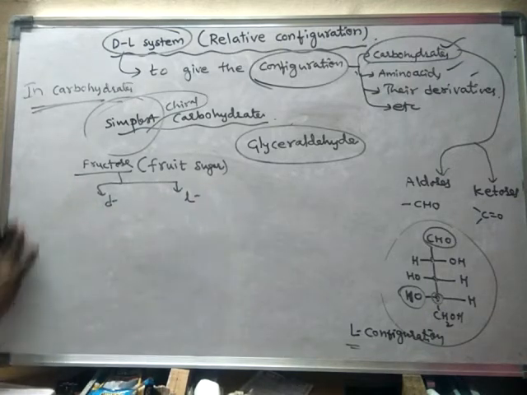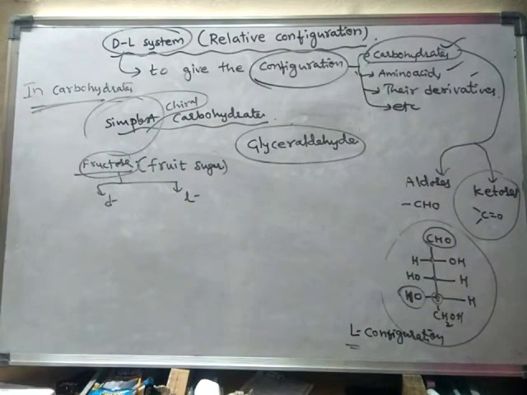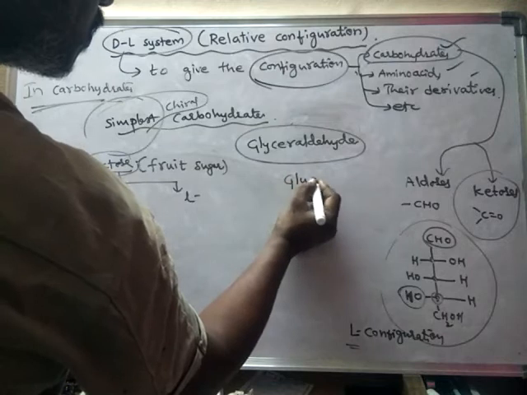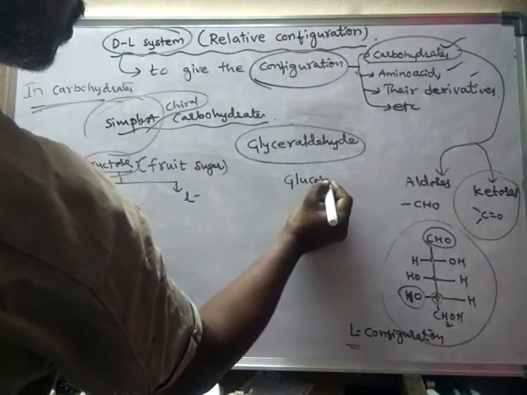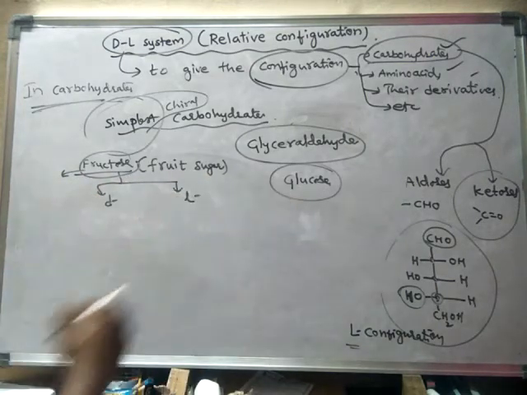Here, fructose is a keto sugar. It is a ketose sugar, not an aldehyde sugar, not an aldose sugar. Its formula is similar to glucose. Glucose and fructose have the same molecular formula but different structures. The functional group in both of them is different. Glucose is called animal sugar. Okay, fructose is fruit sugar, glucose is animal sugar.